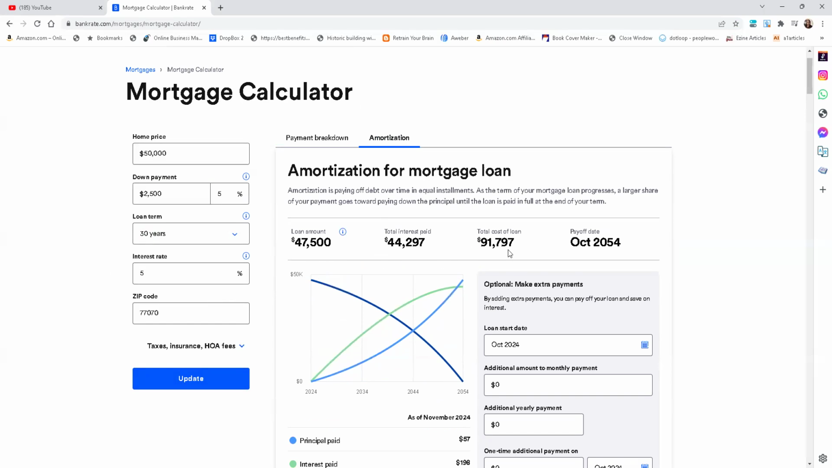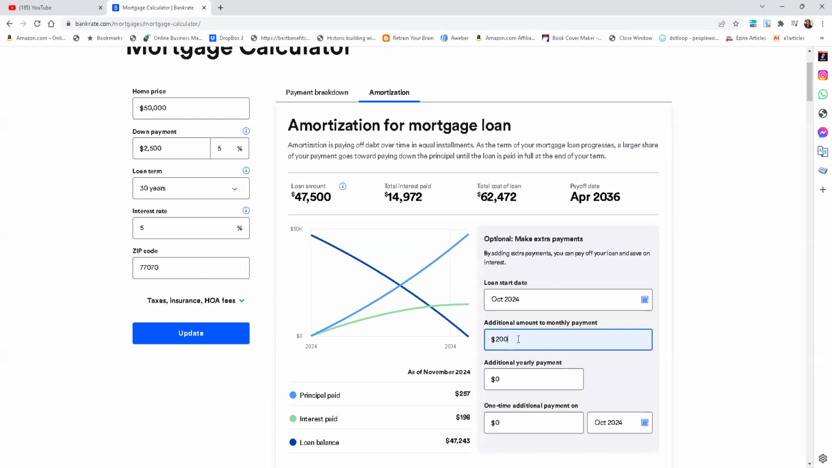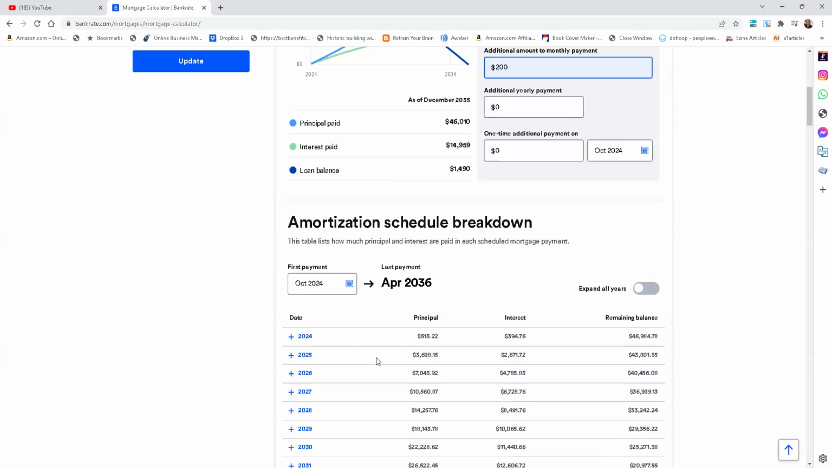So together, it'd be $91,797 just to borrow that $50,000. Now, what if you had an extra, say, $200 a month you wanted to pay towards that? See how that interest dropped down to $14,972 with just a $200 extra payment? And then also you went from paying it back in the year 2054 to the year 2036.